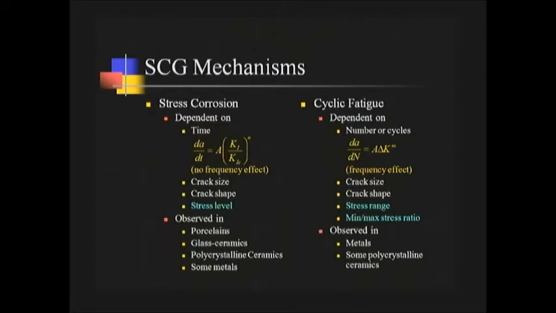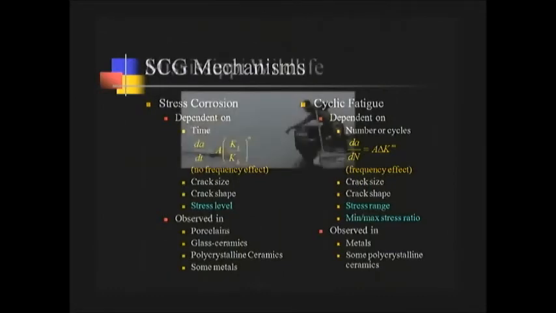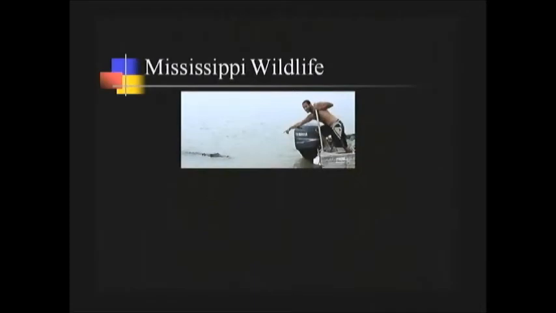And so why is it important to differentiate between these two mechanisms? Because some materials show one mechanism and other materials show the other one. So in stress corrosion, we typically see that in ceramic materials, porcelains, glass ceramics, polycrystalline ceramics, and in the case of some metals, limited amount of stress corrosion. But cyclic fatigue, we usually think about occurring in metals, not ceramics. However, that has been observed in some polycrystalline ceramics, some of our stronger materials like zirconia. So you may be testing the material that has both of those mechanisms active at the same time.